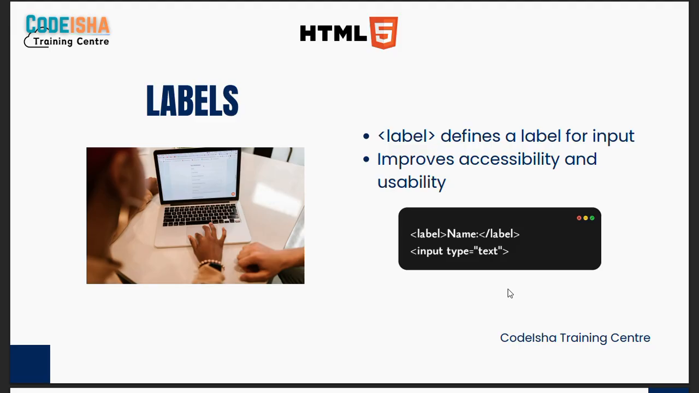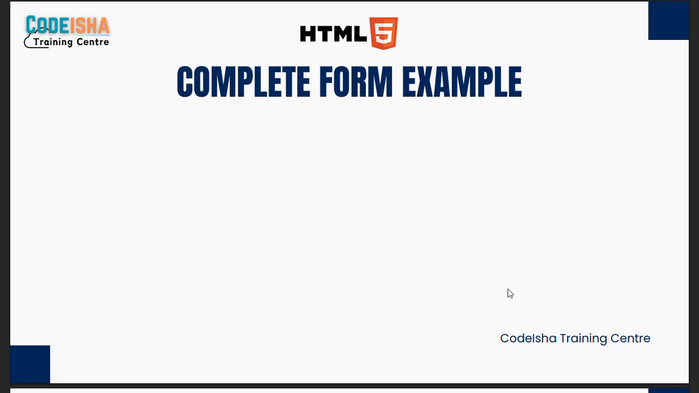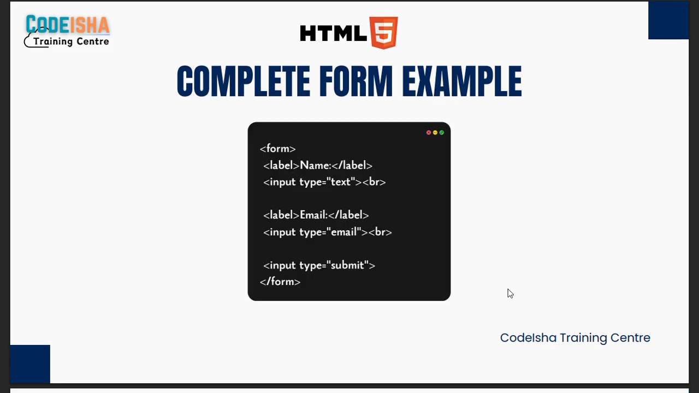And next we need to know about the complete form example: how we can write the form tag, inside that how we can add the input elements, and for those input elements how we can add the labels. So let's see. Here is a simple form with the name element and email, and the final one, submit. So this is a simple thing. Let's see by writing a piece of code for this form how it looks.